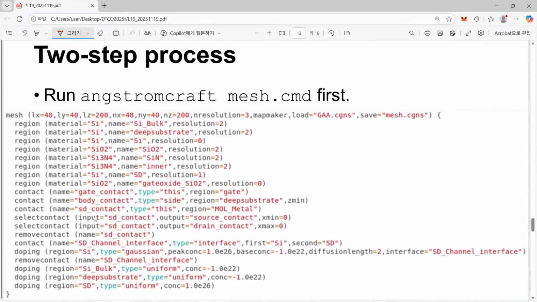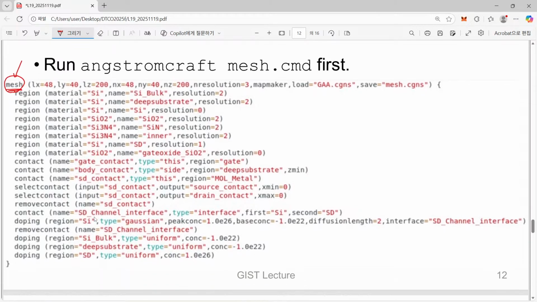So for that purpose, Mr. Minse Chang introduced a new capability in the Ångström Craft. Now it has a mesh command, and this is exemplified. That is really a long file. There are many lines, but I can just skip many of them. So where can you find these files? You can find them in our GitHub repository.